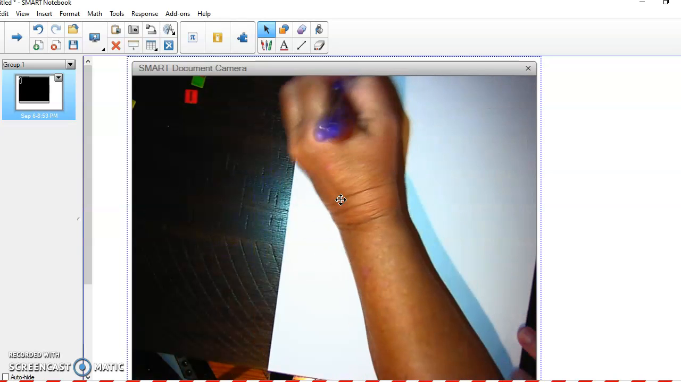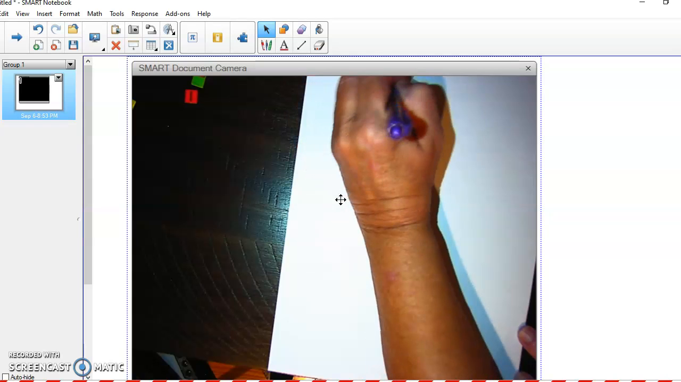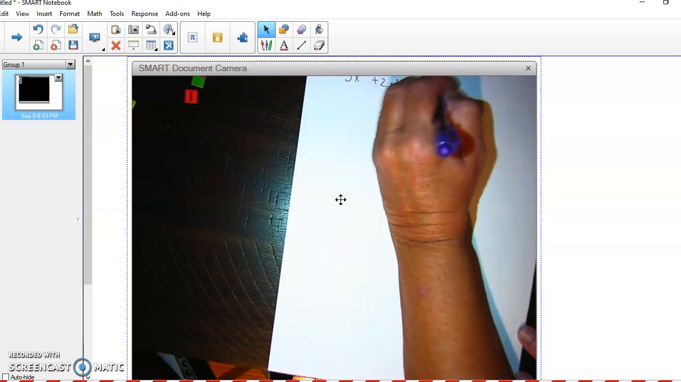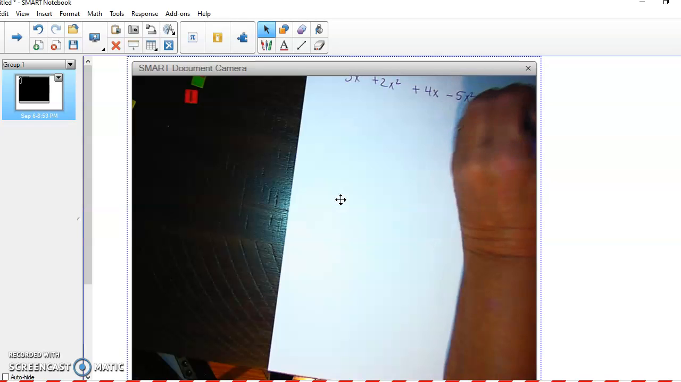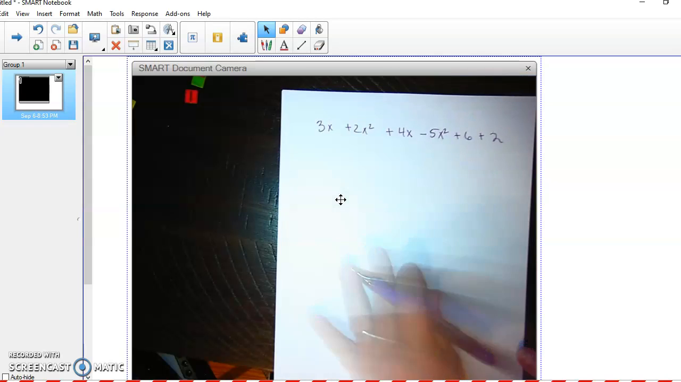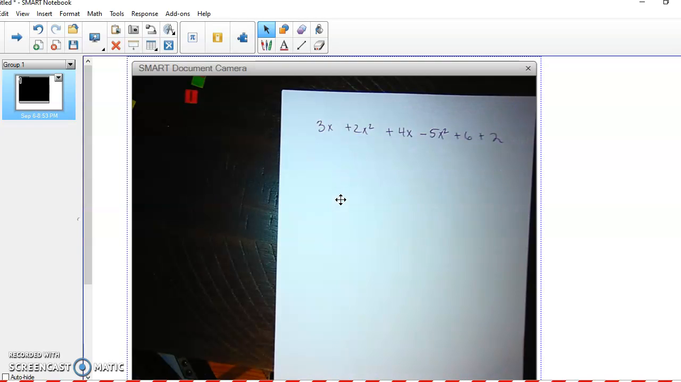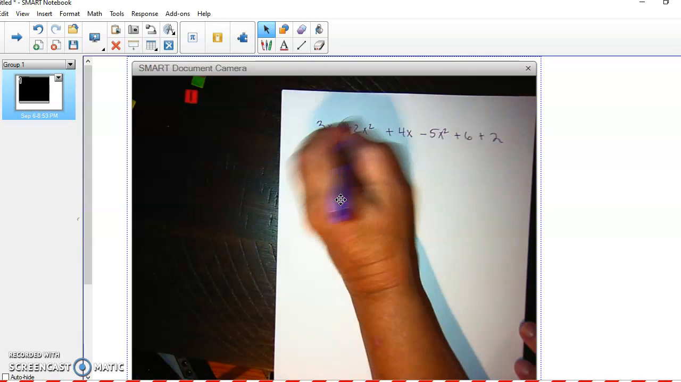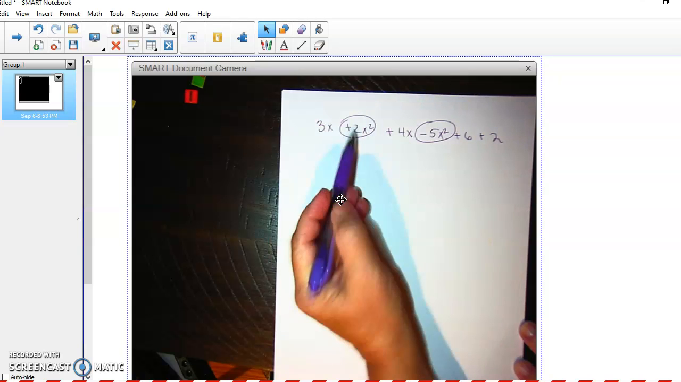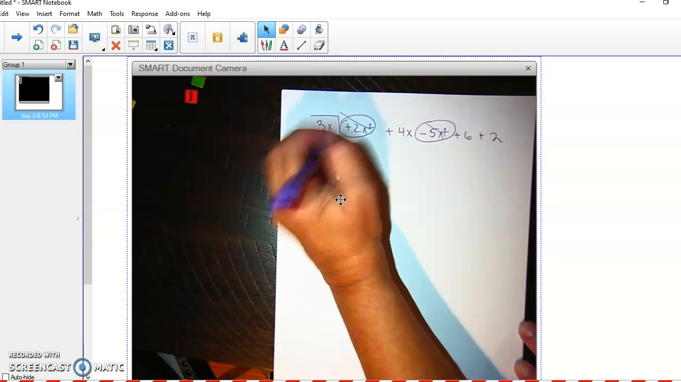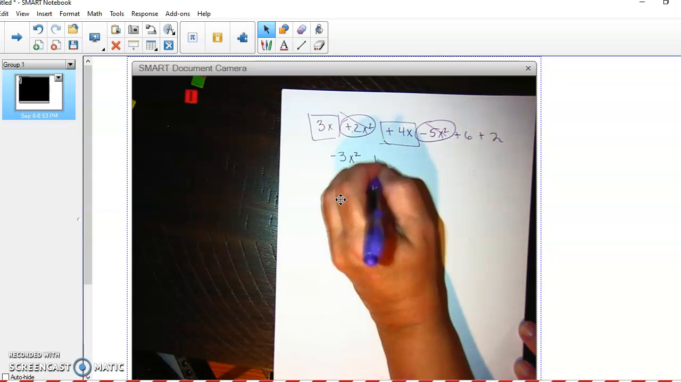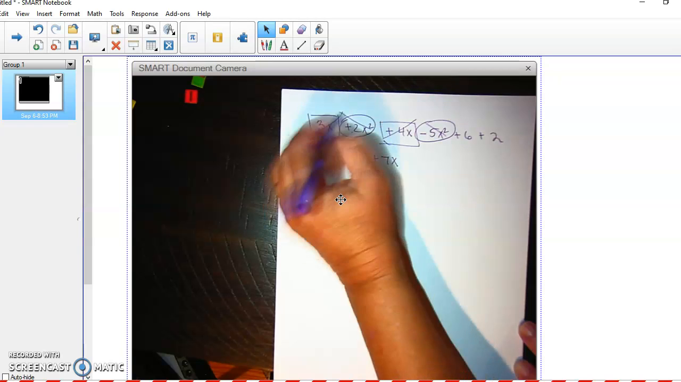Let's try another one, and I'm going to mix them up this time. I'm going to say 3x plus 2x squared plus 4x minus 5x squared plus 6 plus 2. You're always going to go with the highest degree, the highest exponent, first. That's why I see squares. So these two are the same. 2 minus 5 is negative 3x squared. You might even want to cross them out so you know you're done. And I have a positive 3x and a positive 4x. That's 7x.